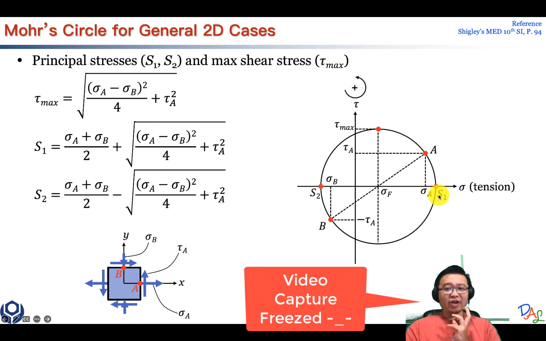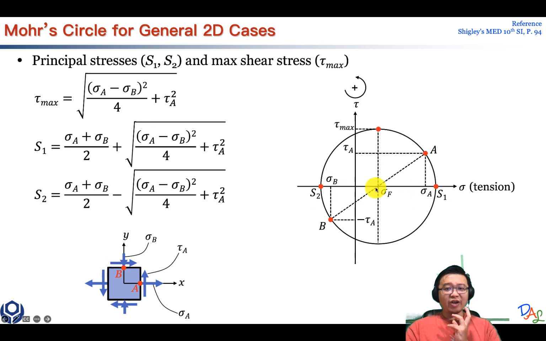The mean value is the sum of these two values divided by 2. You get the mean, the average point at the middle. This is calculating where it is. So this point is half of sigma A plus sigma B.